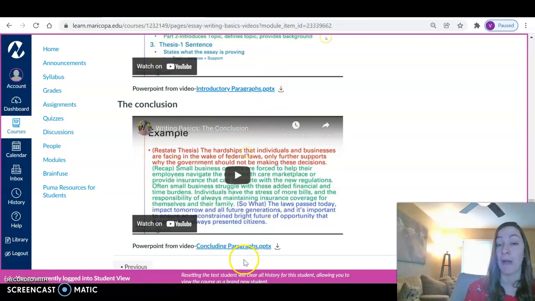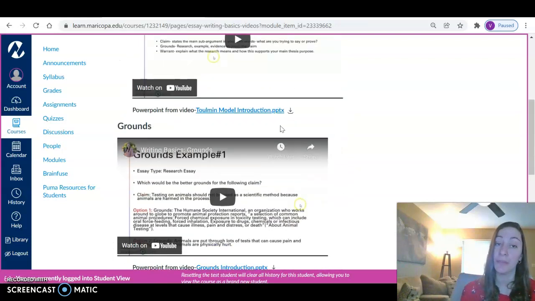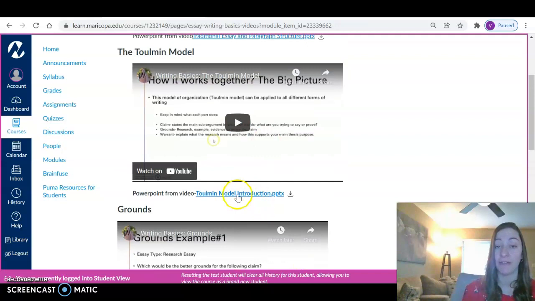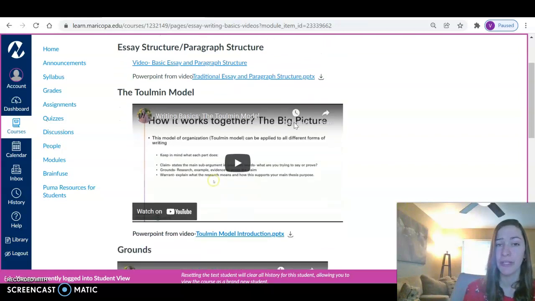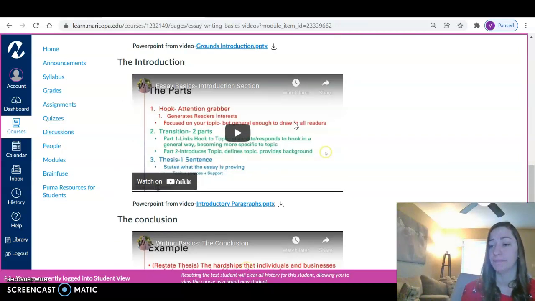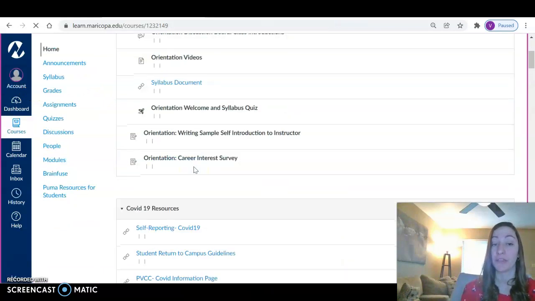I've attached all the PowerPoints, so if you don't want to watch the whole video, you can just kind of scan the PowerPoints that I go through, and they're there. Also for the Toolman Model video, I've attached the PowerPoints, and the basic essay structure video, I've attached the PowerPoint. So if you need any help and you want to have those resources open rather than the video, they're all here. So that's what that last thing is in week 3.